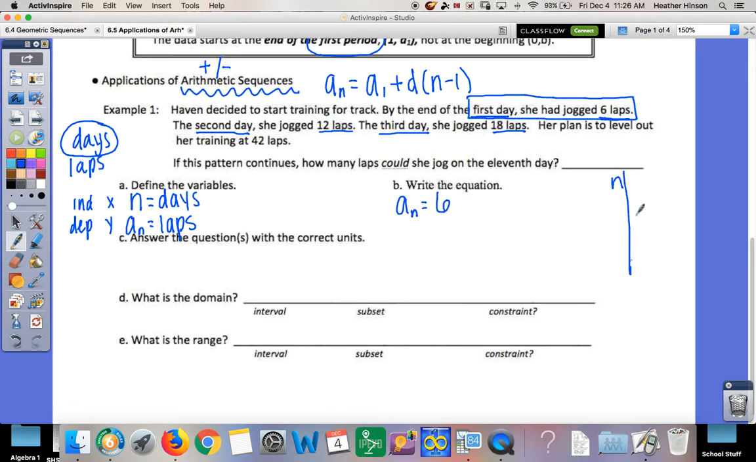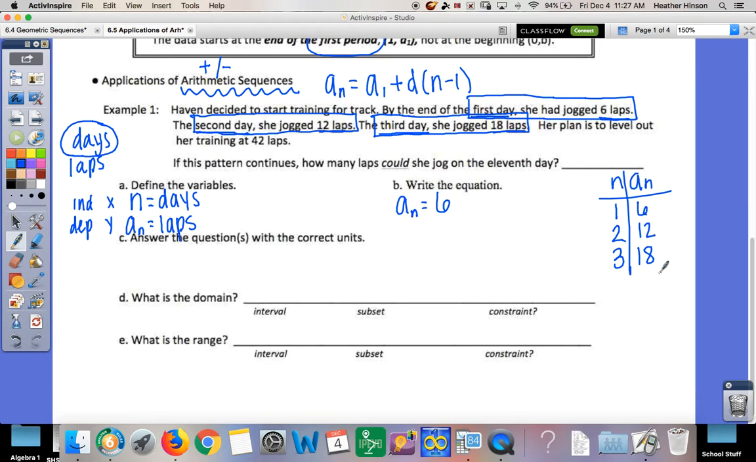You can put it in a table too so we can organize our data. Her first day, she did 6 laps. Then we're going to add our difference, so we have to find that. On the second day, she did 12 laps. So on day 2, she had 12 laps. On the third day, she jogged 18 laps. So on day 3, we had 18.